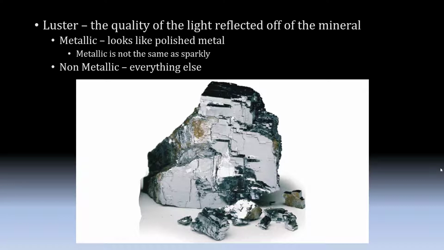Luster is the quality of the light reflected off of the mineral. There's 2 basic divisions, metallic and non-metallic. So metallic luster, the mineral looks like polished metal. The picture you have here is of galena. Galena is an ore of lead. It is valuable because you can extract lead from it. It is sold by the boxcar load. It is a valuable mineral.